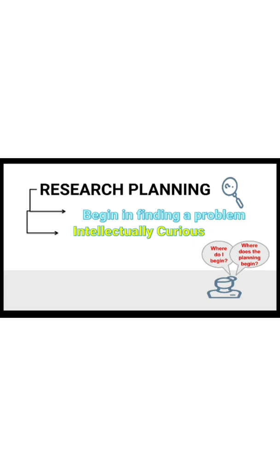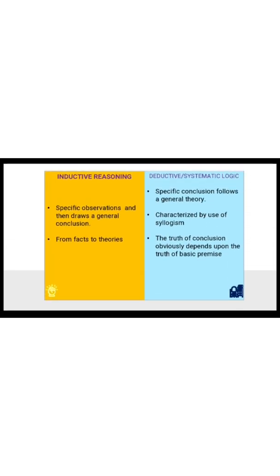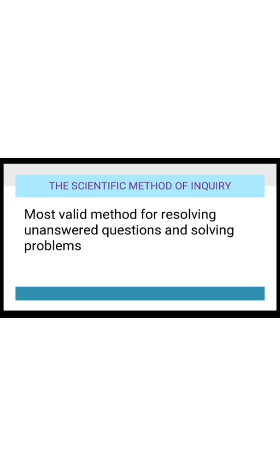Research planning uses two methods: deductive or systematic logic and inductive reasoning. Inductive reasoning takes specific observations and then draws a general conclusion, or goes from facts to theories. However, in deductive or systematic logic, a specific conclusion follows a general theory. It is characterized by the use of syllogism, and the truth of the conclusion obviously depends upon the truth of the basic premise. The scientific method of inquiry is the most valid method for resolving unanswered questions and solving problems.